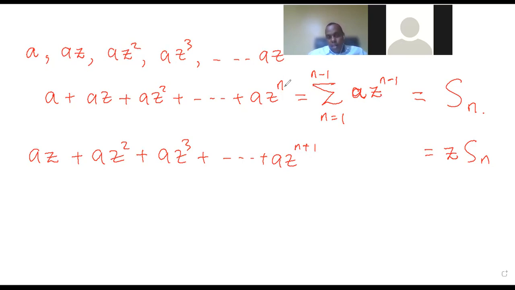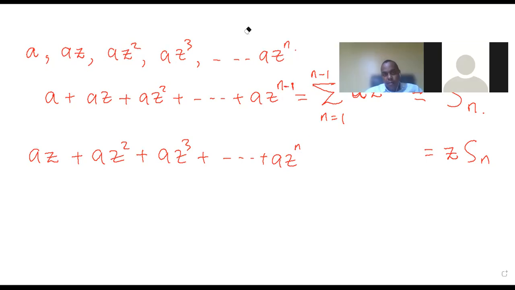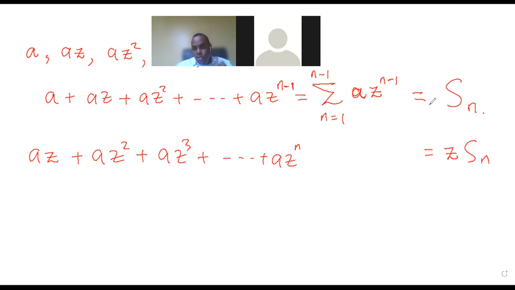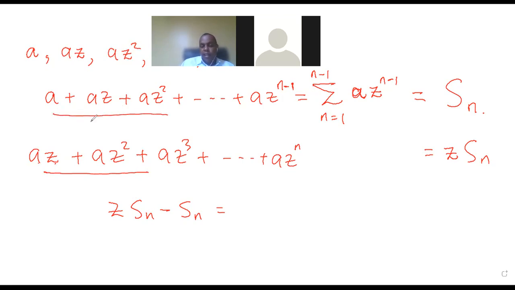This one stops at n minus 1, so this one is going to be just n. What if we decide to subtract Sn from it? It means we are going to do Sn minus the terms above. It will be only a plus aZ^n, a minus a minus aZ^n.